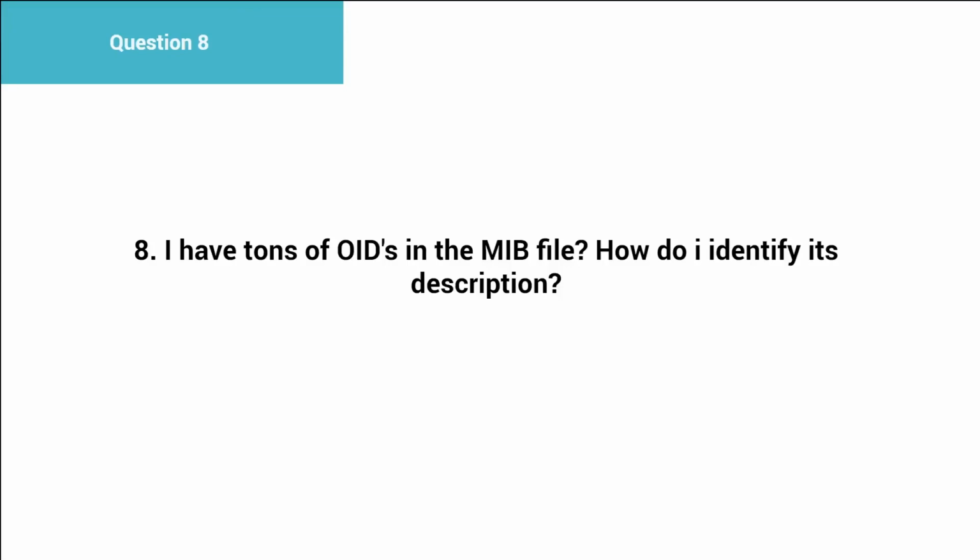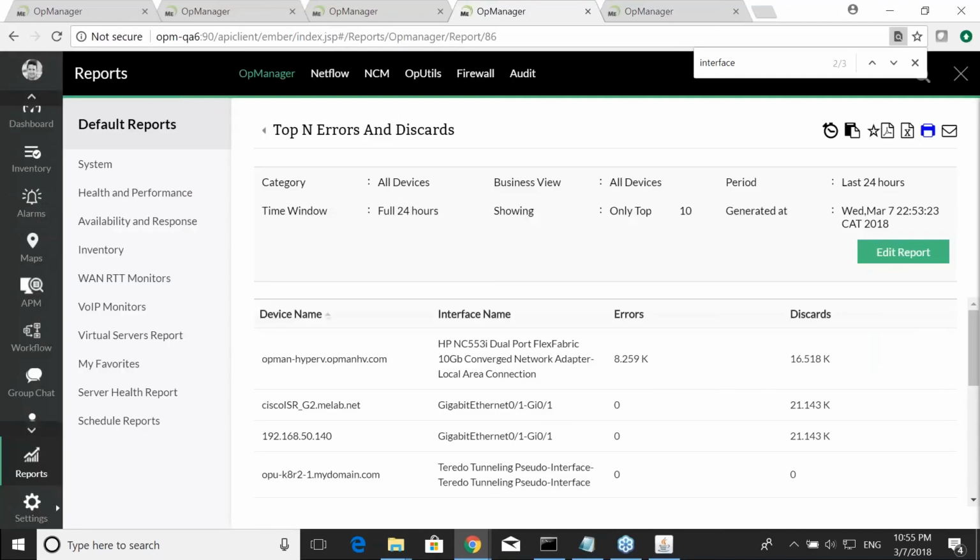I have tons of OIDs in the MIB file. How do I identify their descriptions? Well, there are quite a large number of OIDs in the MIB file. This is one of the common scenarios that we find in support, where an end user has added so many OIDs and might not know what would be the best fit for them. In that case, you can certainly identify the appropriate MIB file. There's just a small tweak that you need to do.